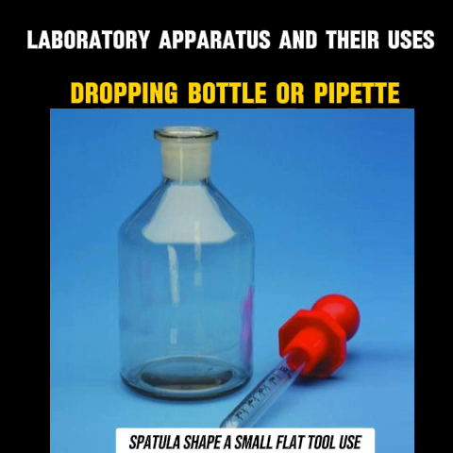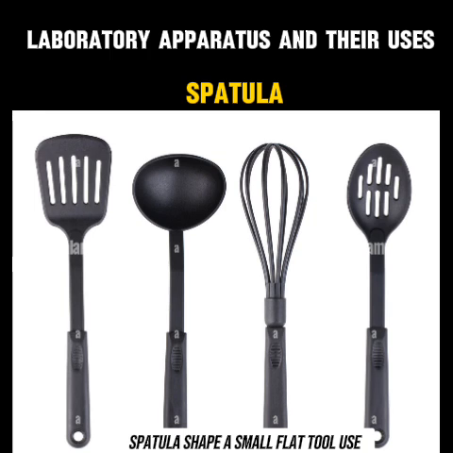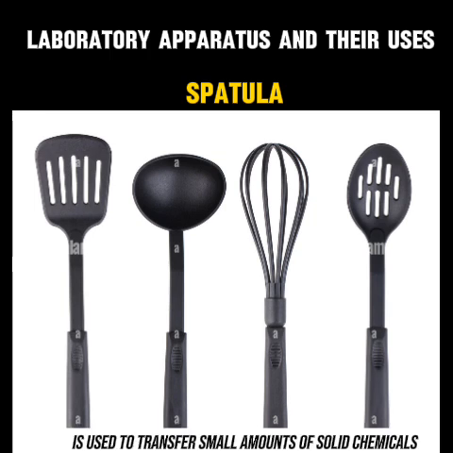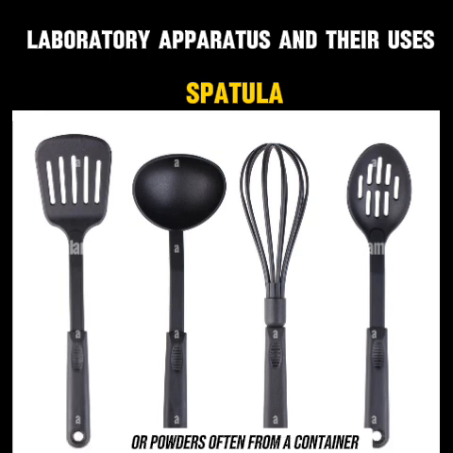14. Spatula. Shape: a small, flat tool. Use: A spatula is used to transfer small amounts of solid chemicals or powders, often from a container to a weighing balance or other apparatus.